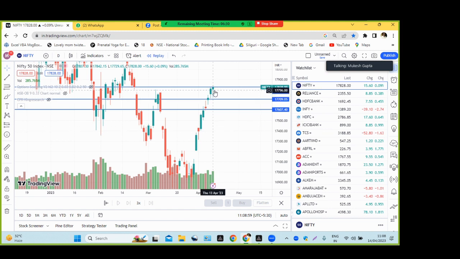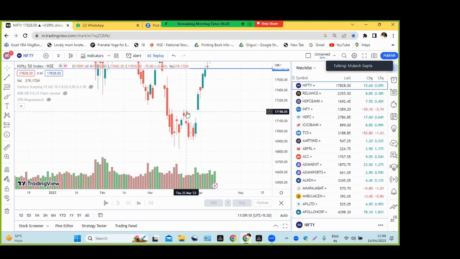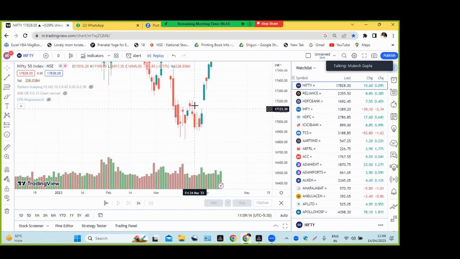Okay, so what if we see this candle on these levels? Then it is a good one, very good one. Again, if you see this candle, but it is appearing after a fall, so this is not the good one, not good for us.